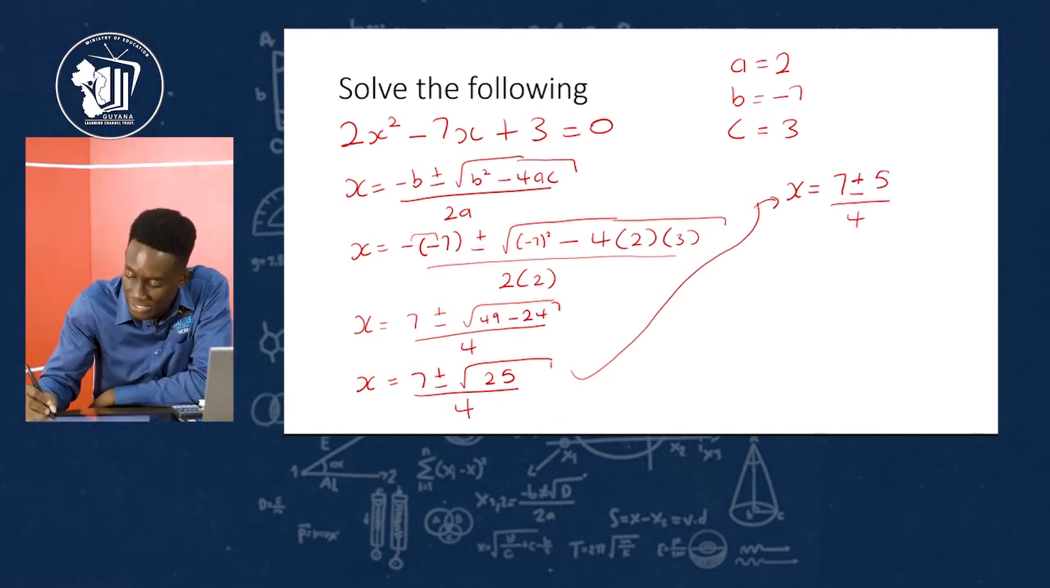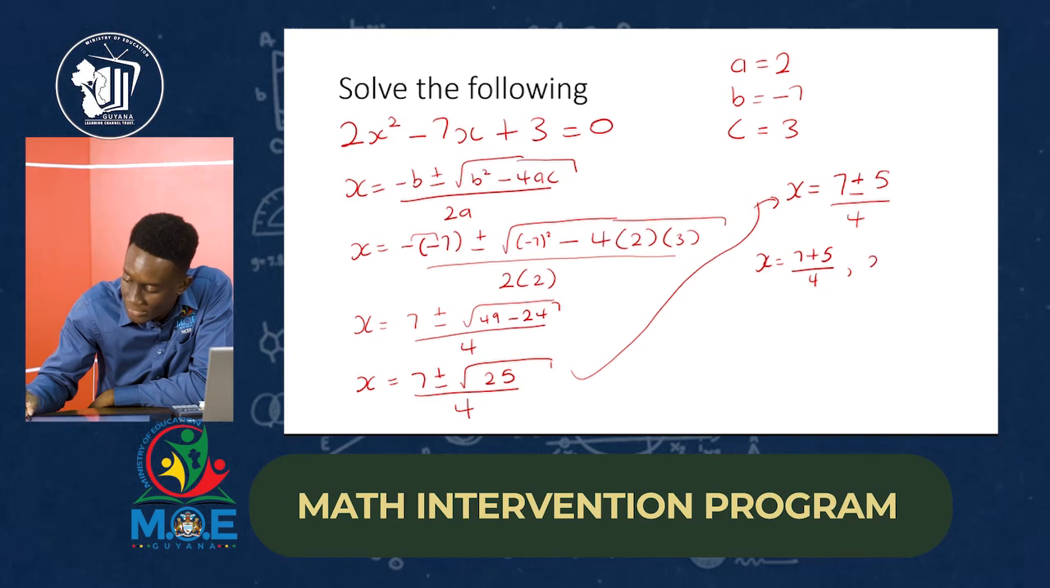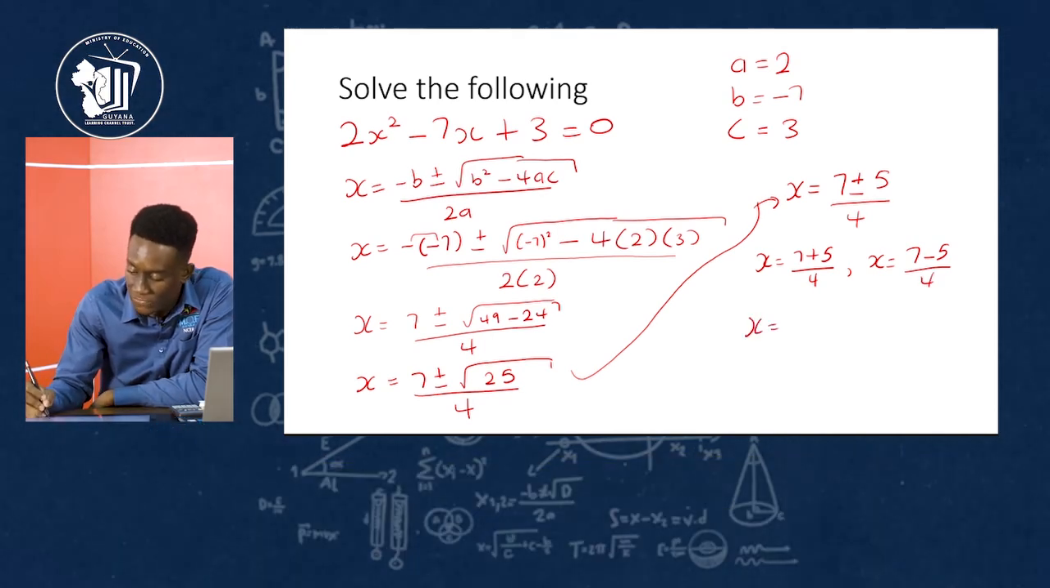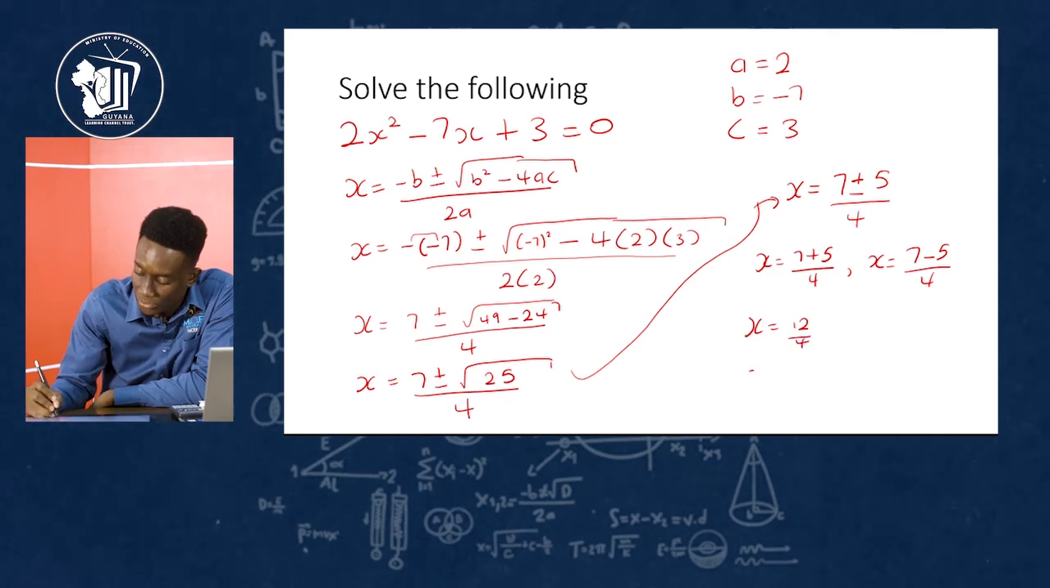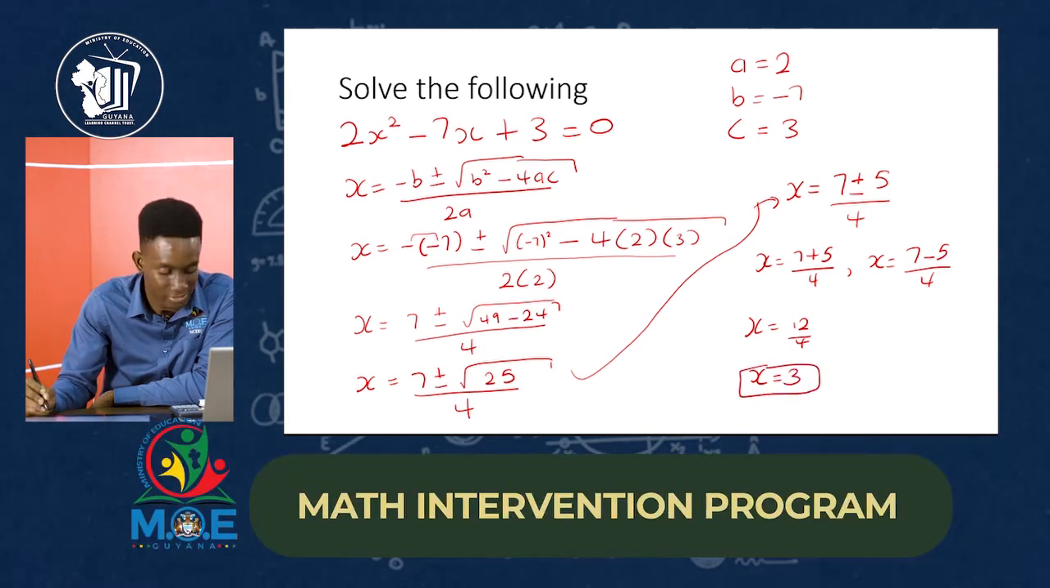So on one side, we'll have x is equal to 7 plus 5 divided by 4. And we'll have x is equal to 7 minus 5, all divided by 4. So x will be equal to 7 plus 5 would give us 12. And 12 divided by 4 would give us x is equal to 3. So that is one value for x.